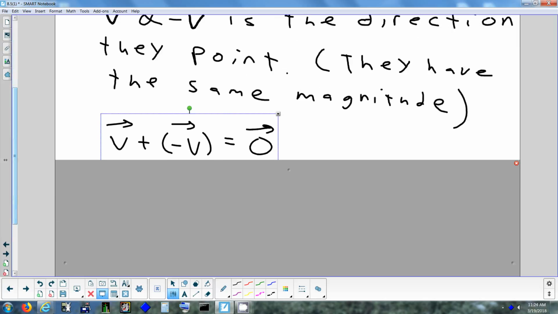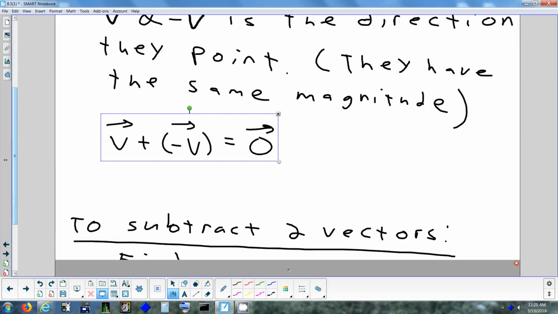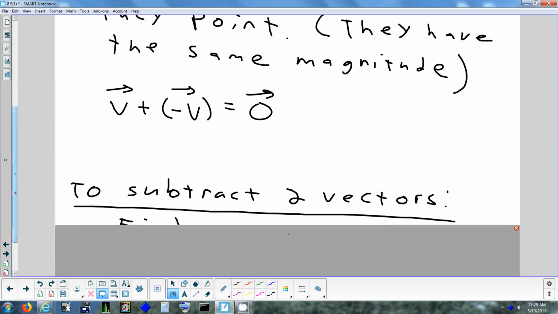Okay, but again, keep that in mind. A negative in front of a vector just means to change the direction, rotate 180. So why is that important? Because of this. If you can add two vectors, you should be able to subtract them.